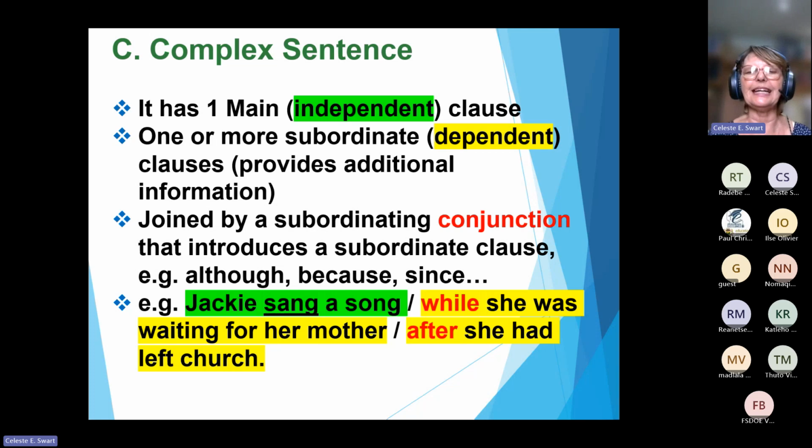So if we look at this sentence, Jackie sang a song. That's an independent clause. It makes perfect sense on its own. While she was waiting for her mother, after she had left church. While she was waiting for her mother doesn't make sense. You need something to give it a bit of oomph to let you understand what it means. After she had left church also needs something to help make sense of it.